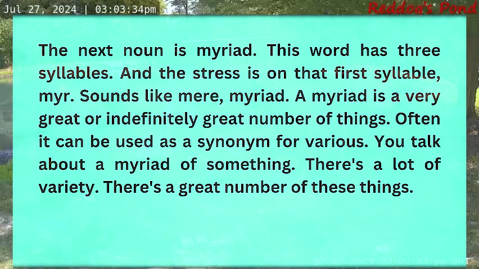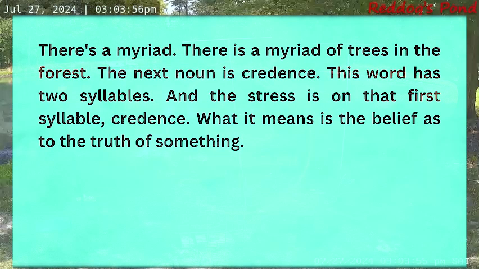The next noun is myriad. This word has 3 syllables, and the stress is on that first syllable. Sounds like mere, myriad. A myriad is a very great or indefinitely great number of things. Often it can be used as a synonym for various. You talk about a myriad of something. There's a lot of variety. There's a great number of these things. There is a myriad of trees in the forest.